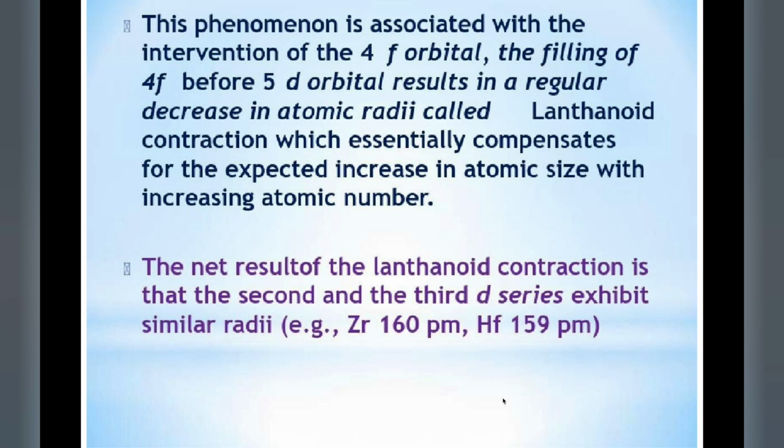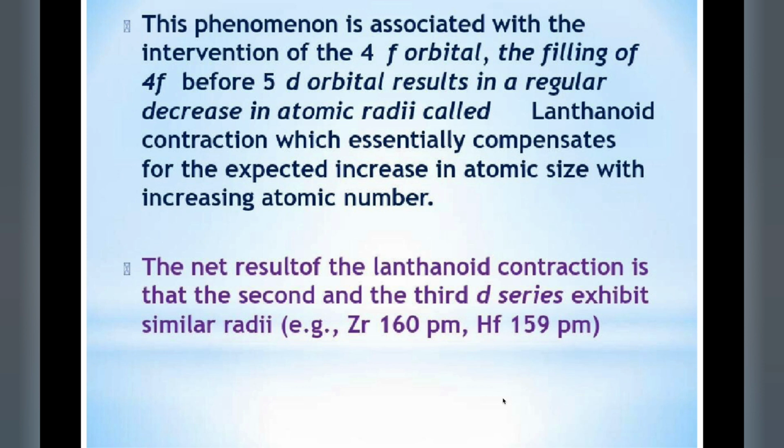And why is this phenomenon happening? Because the 4f orbital will intervene: during the filling up, 4f is filled before 5d orbital. So before 5d is filled up, 4f is coming into that filling part, and that is why there is a regular decrease in atomic radii, which is known as Lanthanoid contraction, which is a very important concept from the examination point of view also. That is why it compensates for the increase in atomic size with the increase in atomic number. And because of the Lanthanoid contraction, what is the final result of it?